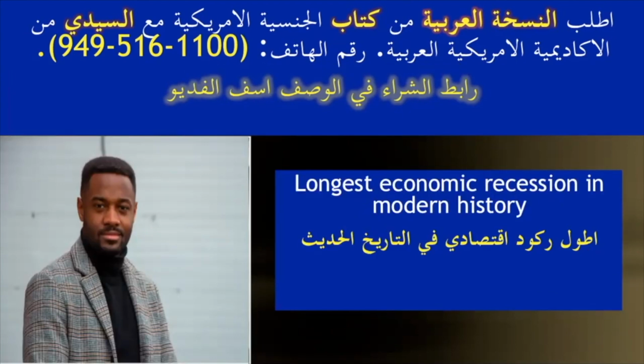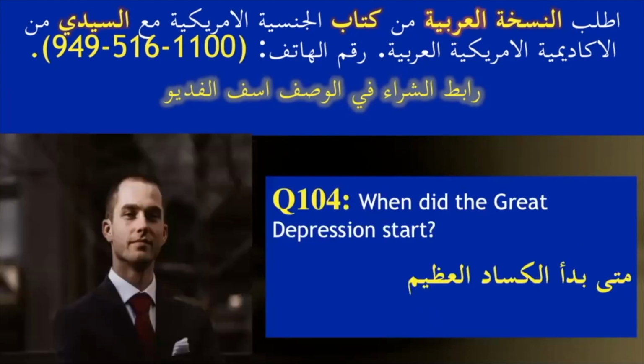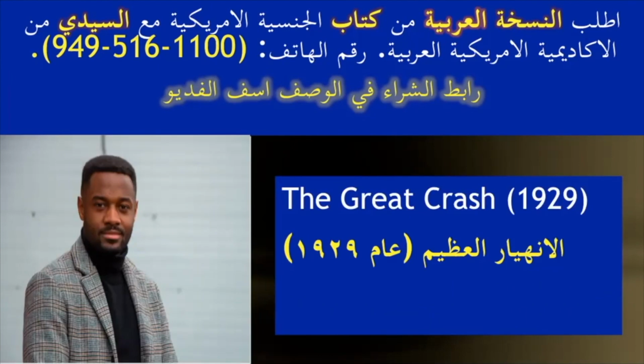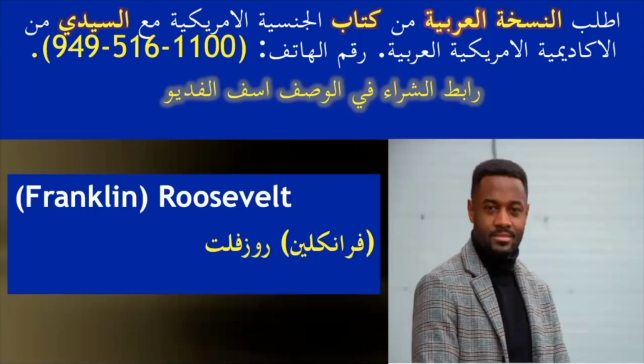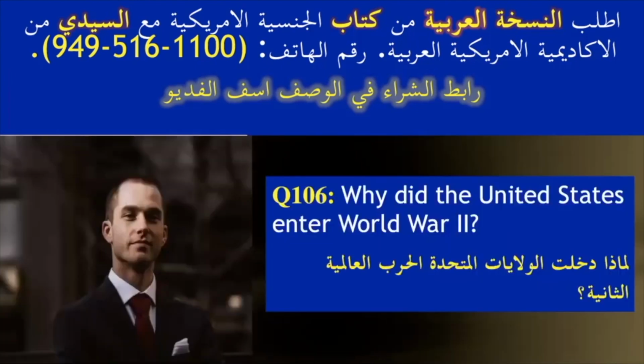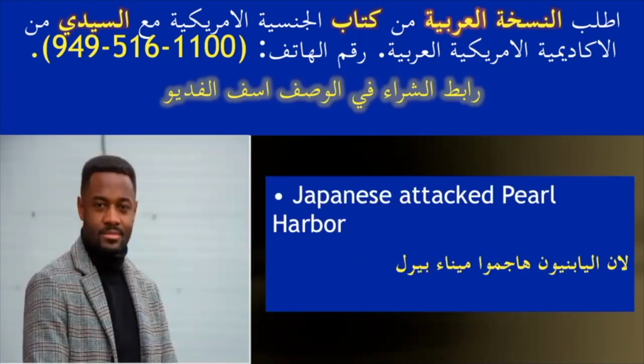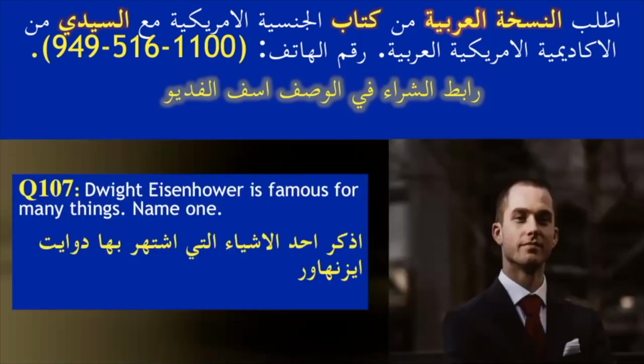What was the Great Depression? Longest economic recession in modern history. When did the Great Depression start? The Great Crash, 1929. Who was the president during the Great Depression and World War II? Franklin Roosevelt. Why did the United States enter World War II? Japanese attacked Pearl Harbor.